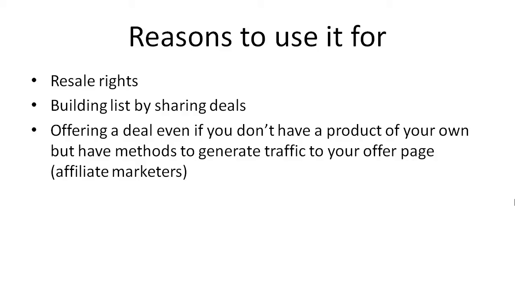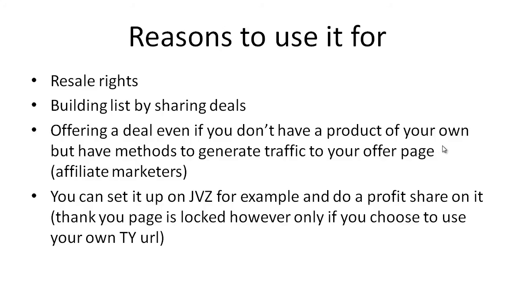You can also pair up or partner with a vendor or product creator and act as an affiliate marketer. So you can offer a deal even if you don't have a product. If you have access to the Easy Deal Builder system platform, you'll be able to do so much. You can also set it up on JVZoo, for example. Think about this: if you integrate what I just showed you and partner up with somebody and do what we call a profit share, then when a sale is made, your partner gets paid as well as you, instantly at the point of sale.